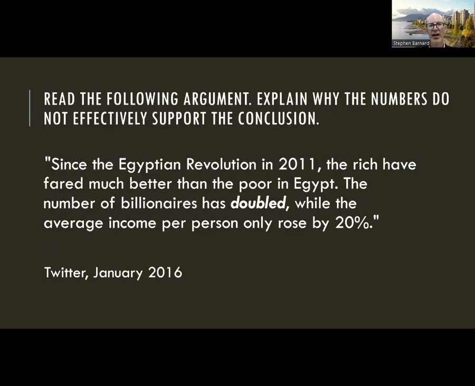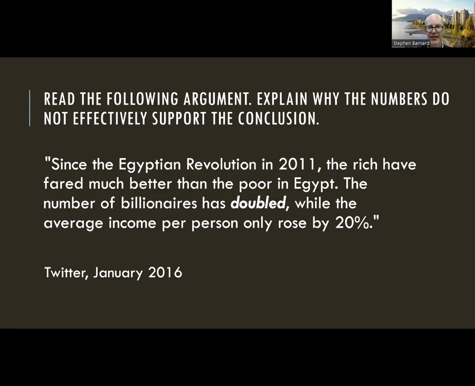Here's another example. In this case, it's an argument that is using a statistic in order to make a point, but I want you to explain why the number does not effectively support the conclusion. So, since the Egyptian revolution in 2011, the rich have fared much better than the poor in Egypt. The number of billionaires has doubled, while the average income per person only rose by 20%. This is based on a tweet from about 9 years ago.